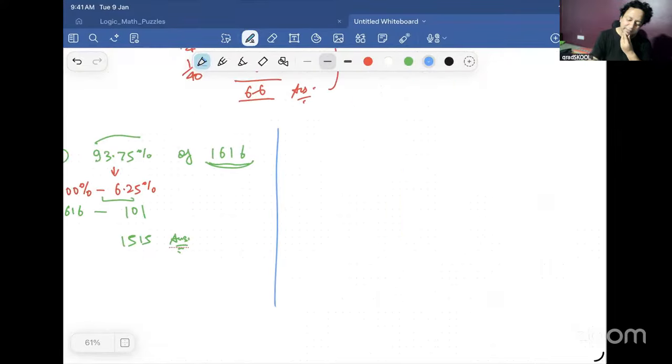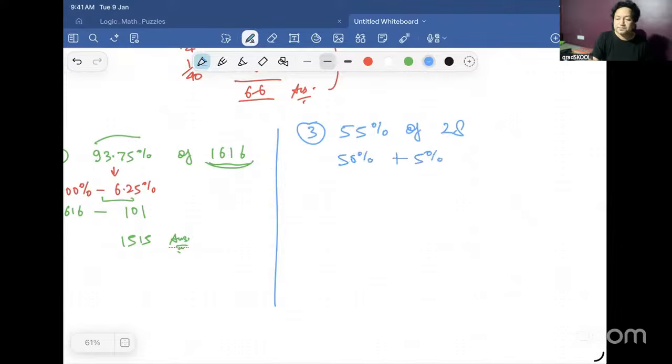Let's have one more example, example number 3. Here, let's say I want to calculate 55% of 28. Now 55% is 50% plus 5%. Everybody can get it. What is 50%? Half. Half of 28 is 14. So if 50% is 14, 5% will be 1.4. That's all. If we add it, I get 15.4 as the final answer. Done. See, this is cool, right?